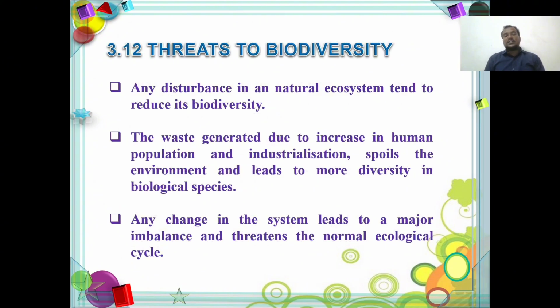Threats. In threats to biodiversity, disturbance in a natural ecosystem tends to reduce its biodiversity. The waste generated due to the increase in human population and industrialization spoils the environment and leads to a loss of diversity in biological species. Any change in the system leads to a major imbalance and threatens the normal ecological cycle.